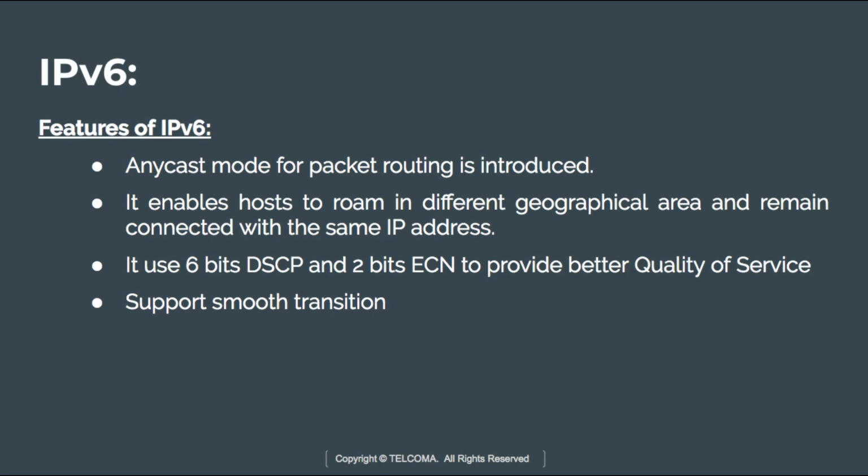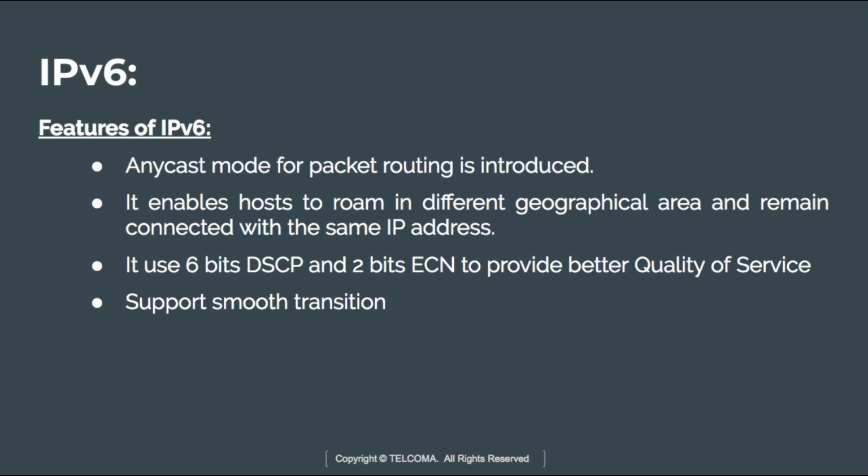Next, it enables hosts to roam in different geographical areas and remain connected to the same IP address. It means our devices have the same IP address irrespective of location. So if we move to a new geographical area, the IP address will remain the same in the IPv6 packet format. Next, it uses a 6-bit DSCP and 2-bit ECN to provide better quality of service.